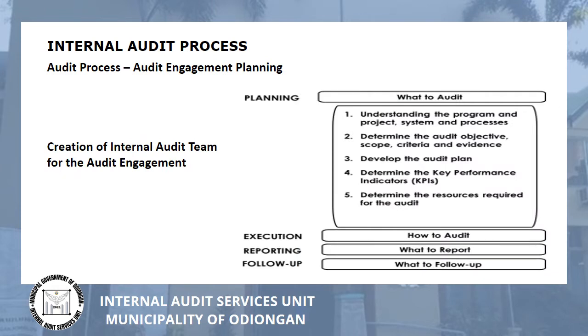The creation of the internal audit team for the audit engagement. In conducting the internal audit, compliance, management, and operations audit, the ES shall form a team to formally start the process. The ES shall issue an office order for the creation of such a team. But before we create an internal audit team, we have to be reminded what to audit. First is to understand the program, projects, systems, and process. Then determine the audit objective, scope, criteria, and evidence.